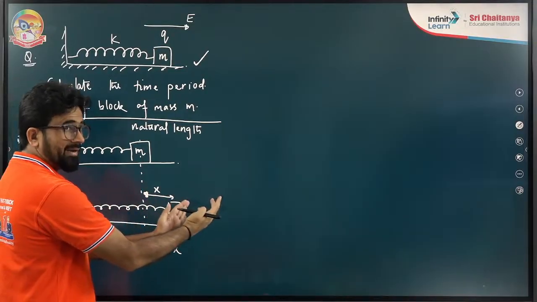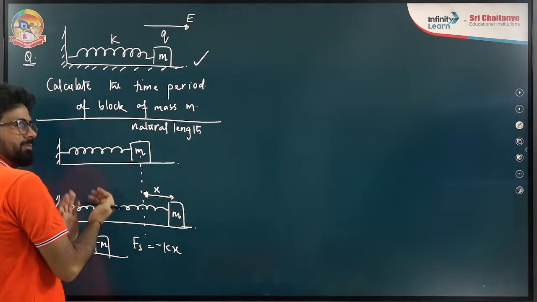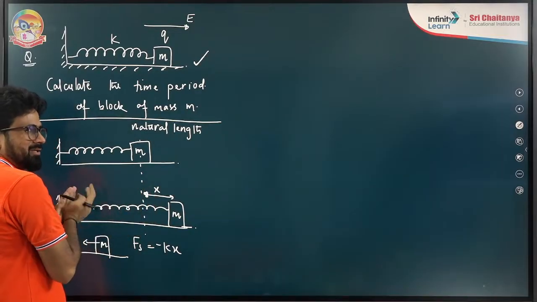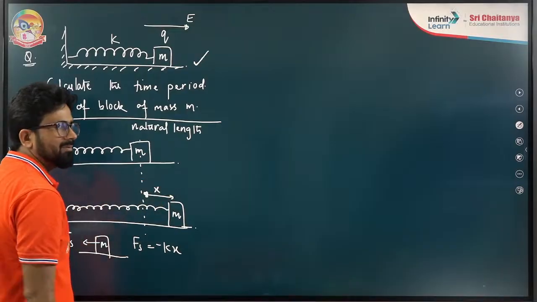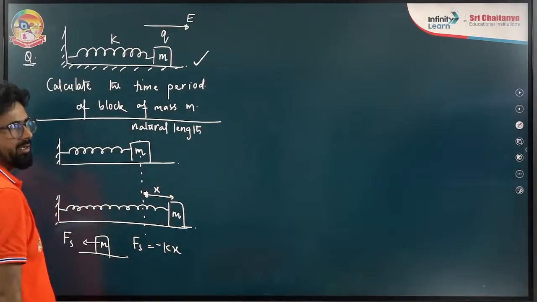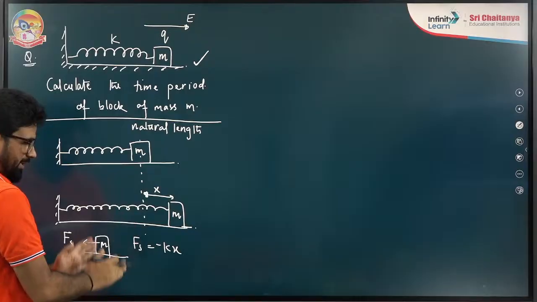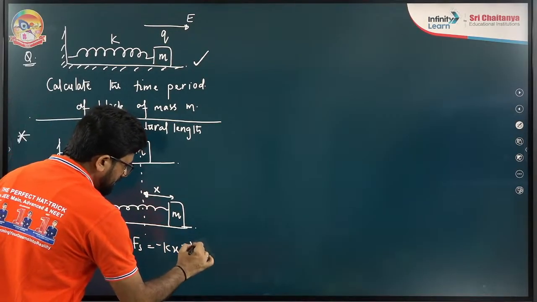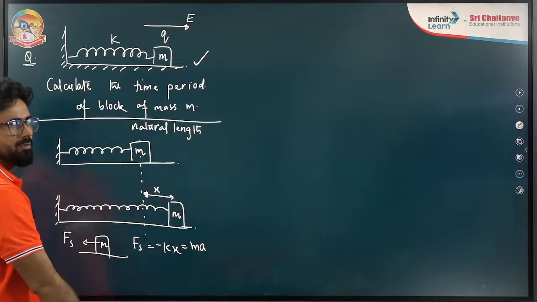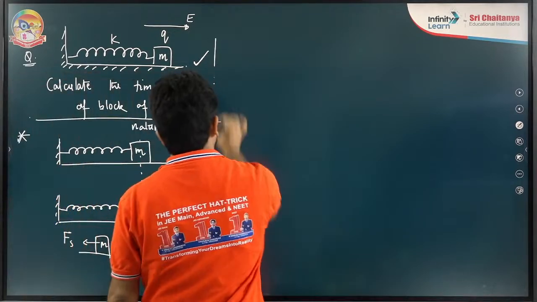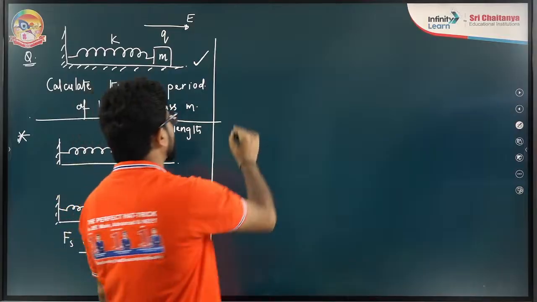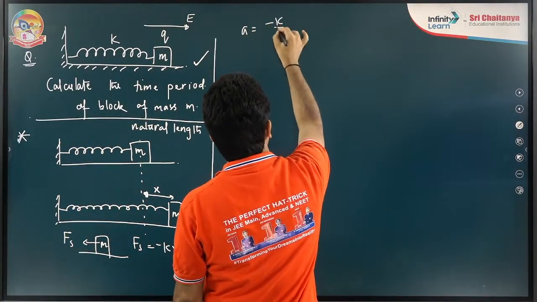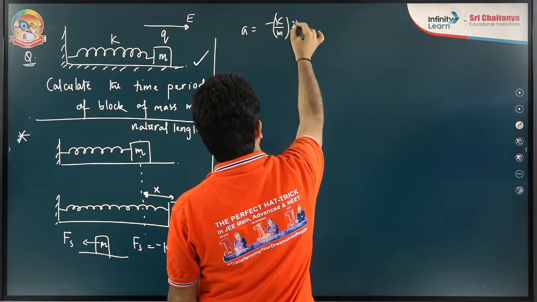Because the extension is in the rightward direction, the force would be in the leftward direction. If you take this block in the leftward direction, then the force would be rightward, opposite to x. It is the restoring force, and that force is equal to ma. Using this ma, we can calculate acceleration. What is acceleration? Minus k by m into x.